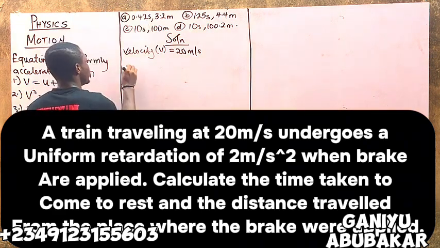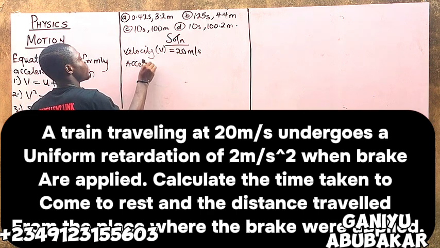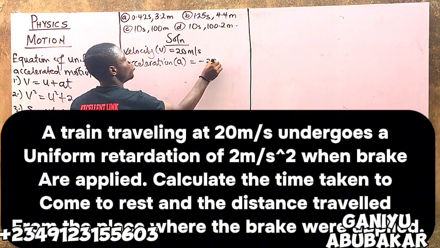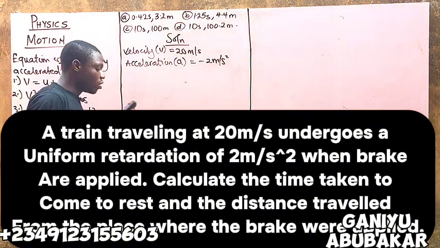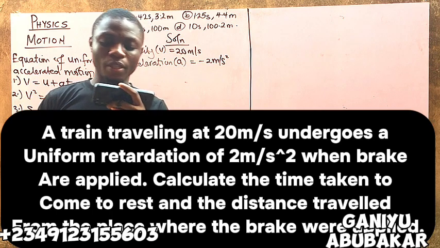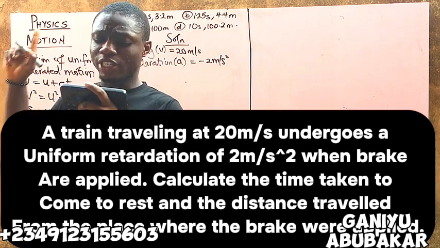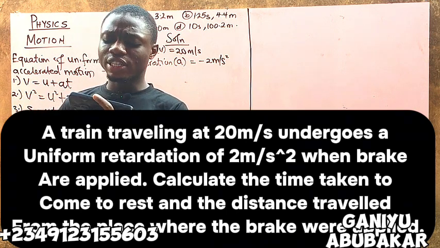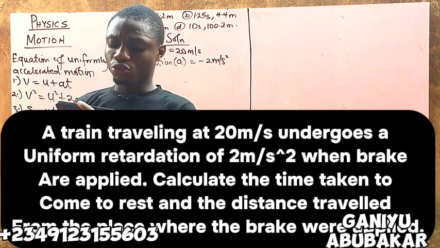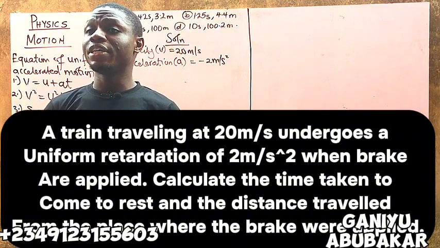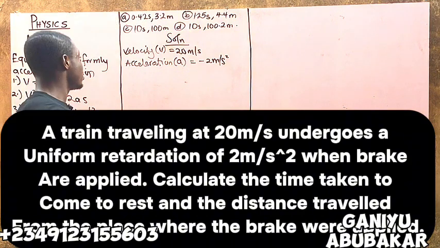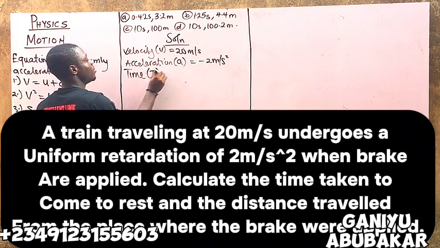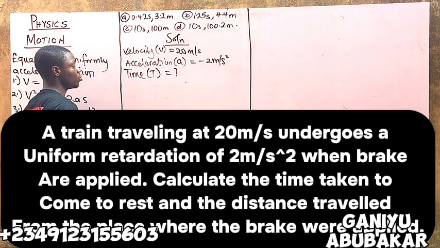So it means that acceleration, that is a, is equal to minus 2 meters per second squared. The train undergoes a uniform retardation of 2 meters per second squared. When brakes are applied to a full stop, calculate the time taken to come to rest. I'm looking for t. So time taken to come to rest, t.